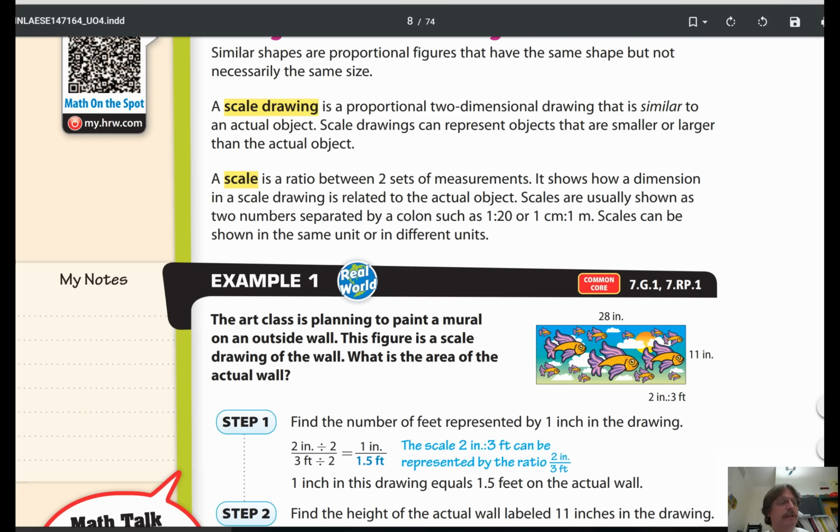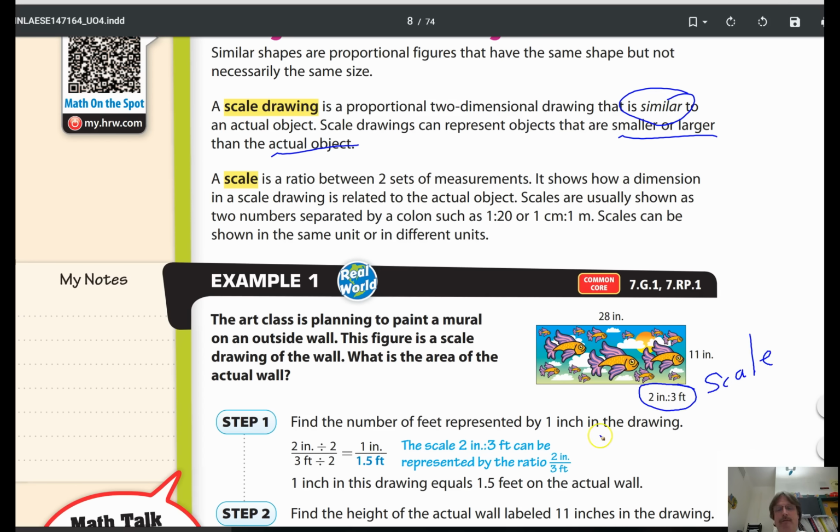So going on to using a scale drawing to find an area, we're going to look here at the scale drawing, which is a proportional two-dimensional drawing that is similar to an actual object. It can be used to represent an object that's smaller or larger than the actual object. And a scale is a ratio between 2 sets of measurements. So if we take a look down here, they give us this actual mural that's going to be painted. It's going to be 28 inches long, 11 inches high. And here's the scale. What they're saying is, for every 2 inches, there'll be 3 feet.